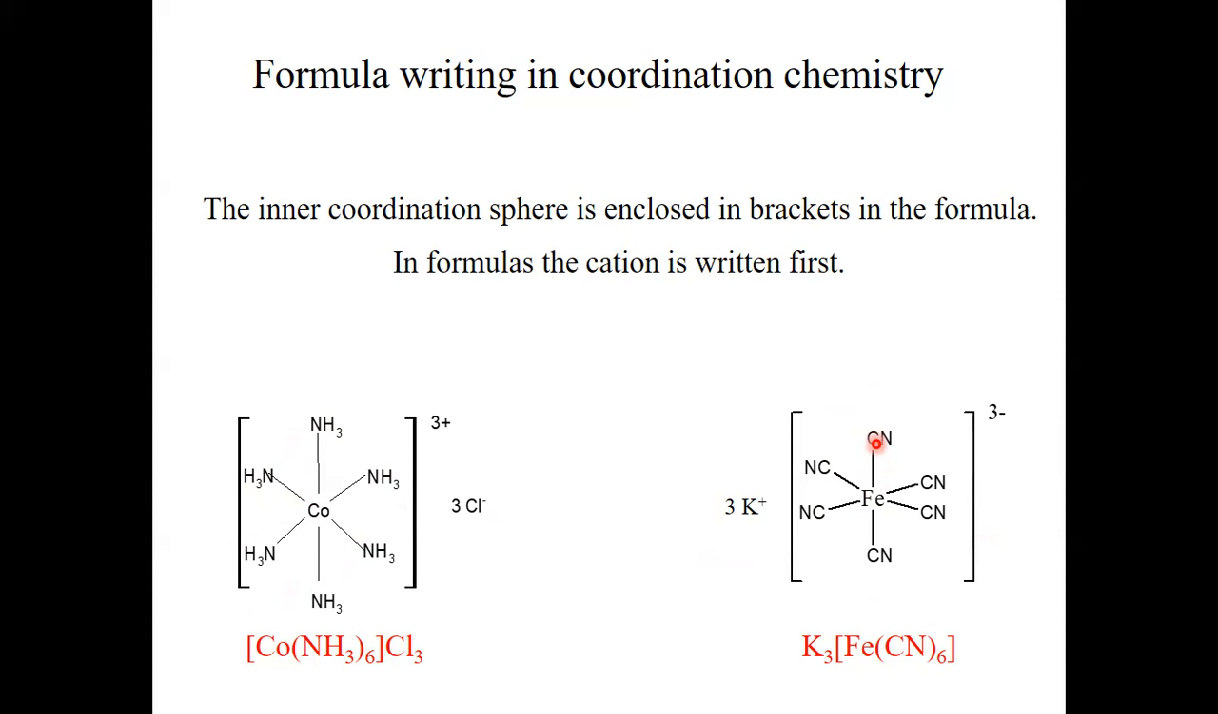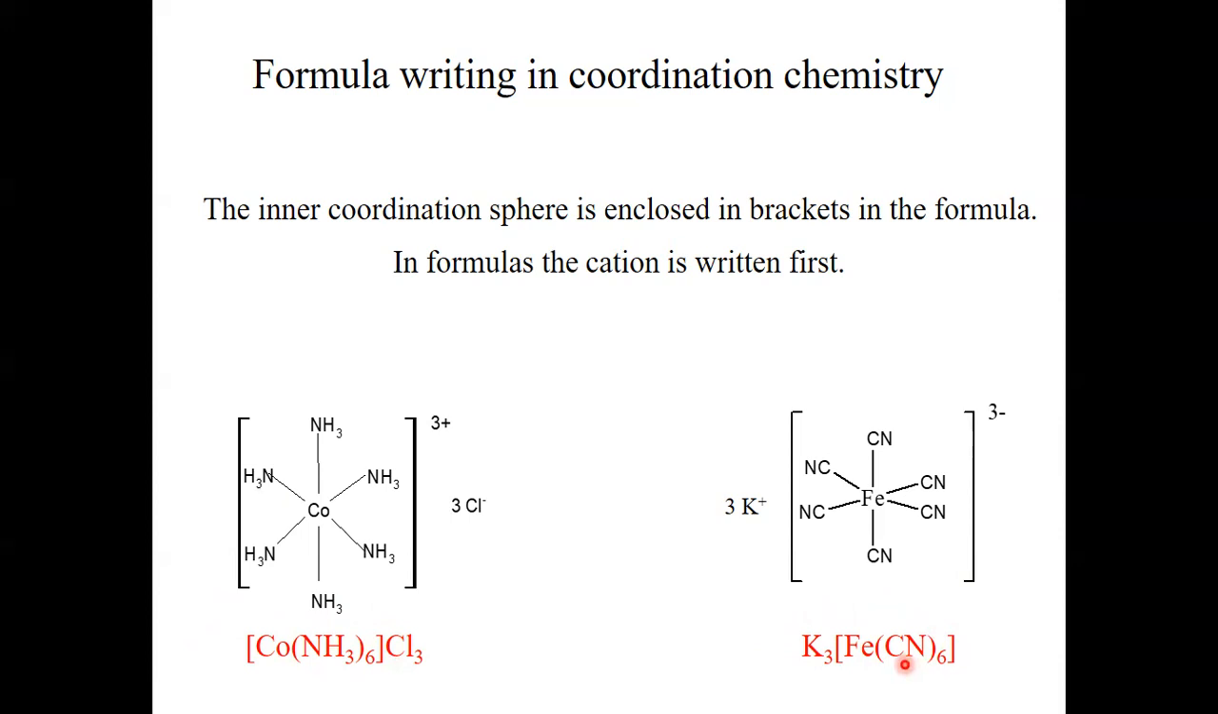We do not want to write out the whole structure explicitly. We can also write the formula like this. We can write the cobalt and the ligands, then name the number of ligands and place brackets around, followed by the formula for the chloride. And over here we would write the potassium first, and then the iron and 6 cyano ligands, where we again would put brackets around the complex anion.